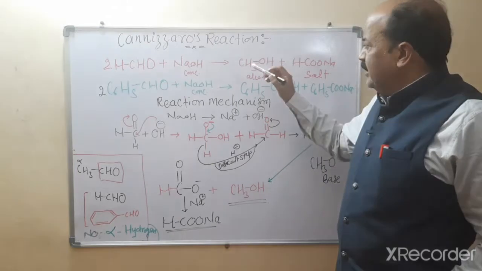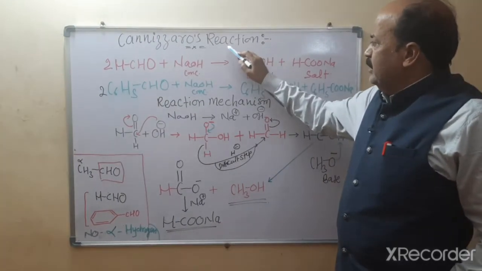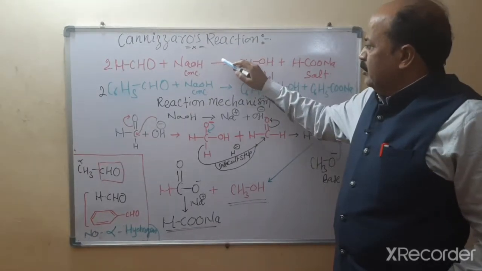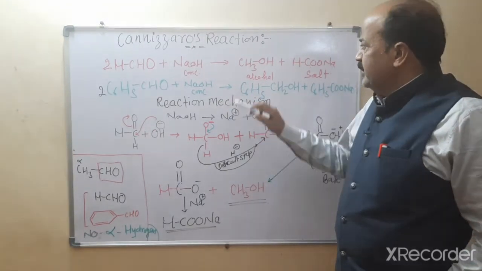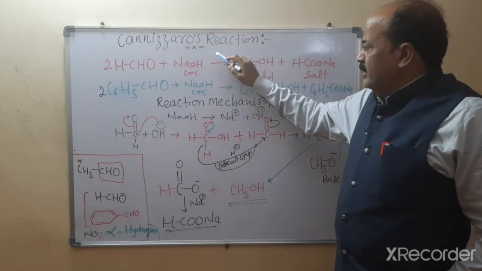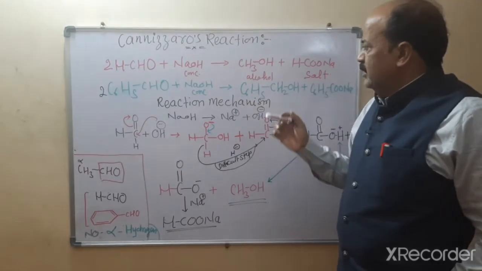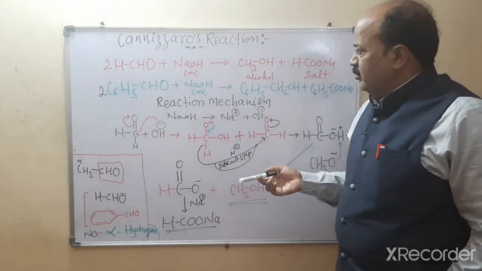Today in my chemistry lecture, I am going to discuss the Cannizzaro reaction. This is a very important reaction, and questions based on this equation often come in your CBSE board exam. This reaction belongs to chapter 12, that is aldehyde and ketone. You know that both have the carbonyl group, which is why aldehyde and ketone are also known as carbonyl compounds.